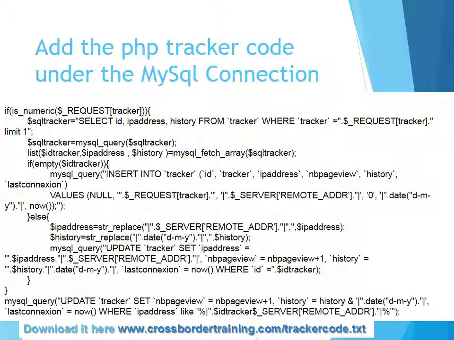You can copy it from www.crossbordertraining.com/trackercode.txt. You see it at the bottom of the page. You just load this in your browser, you copy the code, and you paste the code anywhere in your source. And each time someone comes with a tracker, automatically the system will connect to the database where you uploaded the tracker table.